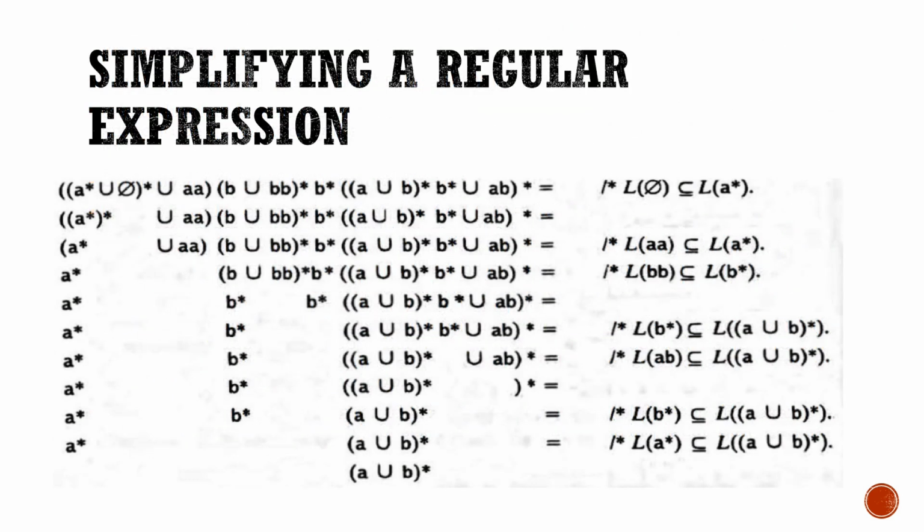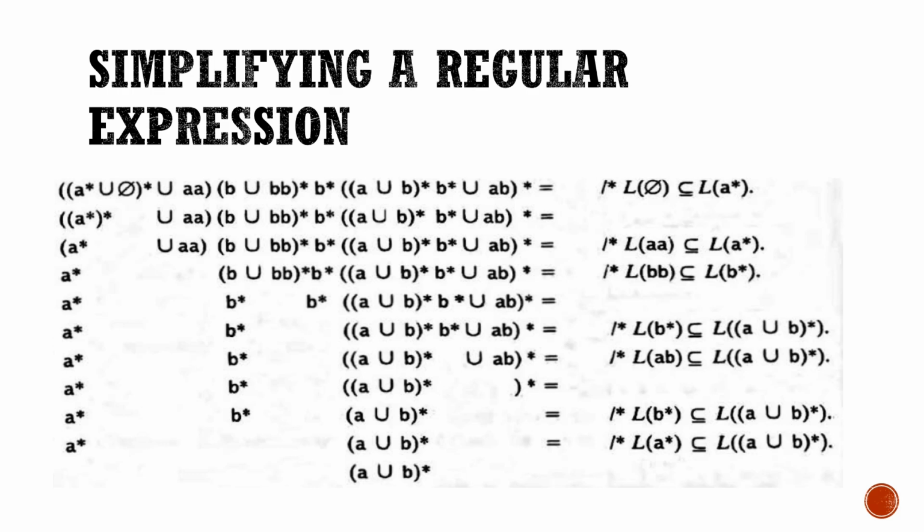Let us consider one simple example and look at how things are simplified. First case, A star union null whole star. Now null is the identity element for union. This will give us the result A star. Then A star whole star is simply A star. Then A star union AA. So AA is a subset of A star. This can be reduced to A star.